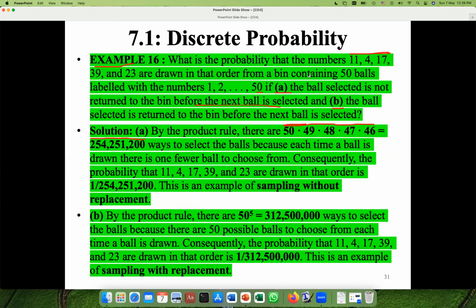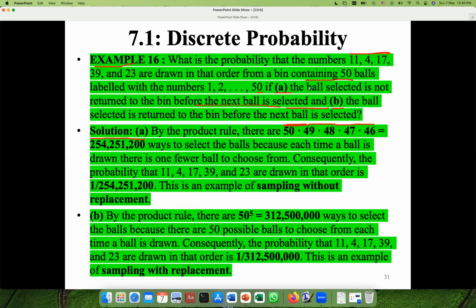You have to calculate the probability in this case, and then calculate the probability in case of B. And what is B saying? That if there are 50 balls, you will select one, see whether it is successful or not, and then return it to the bin. So it means that the 50 balls will always remain there. That is the second question. So now calculate the probability.